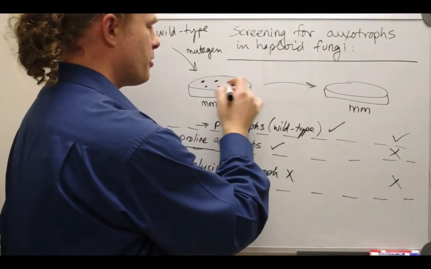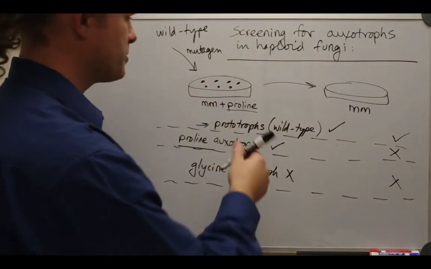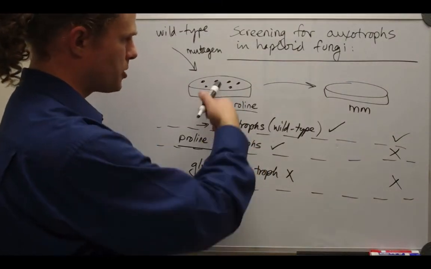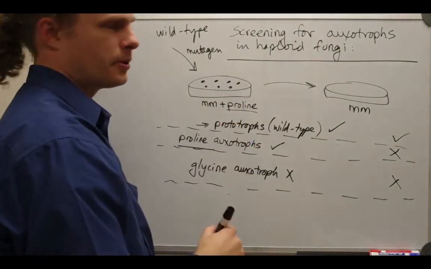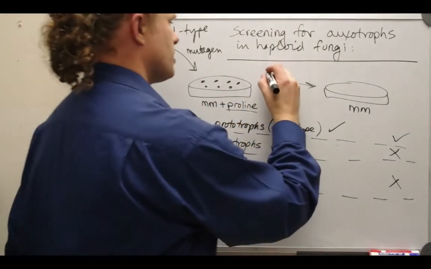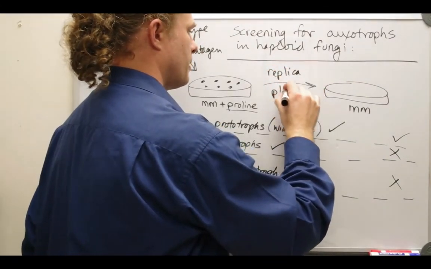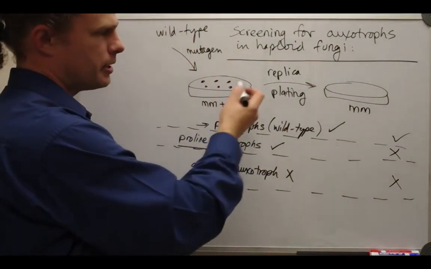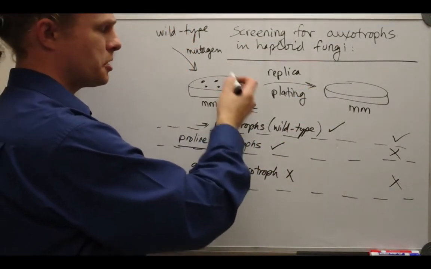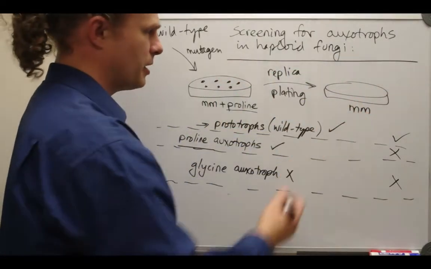So the question is, how do we find, in this mixture of two genotypes, prototrophs and proline auxotrophs, the rare proline auxotrophs that we're interested in? The way this is done is through something called replica plating. What replica plating does is it takes the same colonies in the same spatial organization, the same pattern, and reproduces them on a plate that has different media.